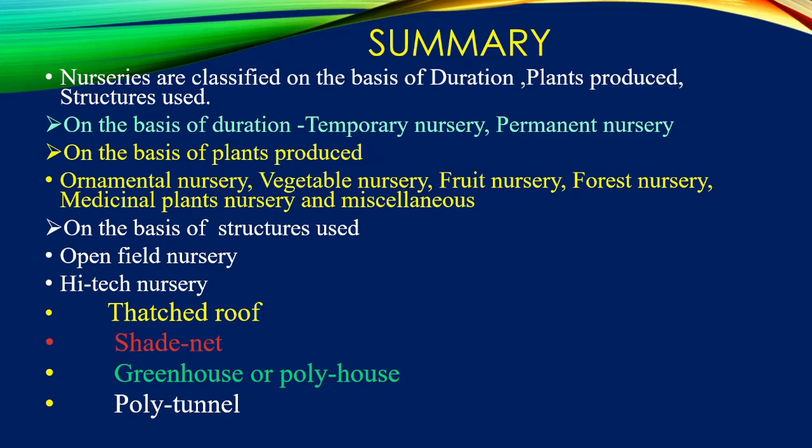These protective structures provide modified environmental conditions for the plants so that they can grow well. They can be provided better environmental conditions. These protective structures help in the growing of off-season plants also, and they help to provide the required environmental conditions for the plants so that they can grow well. So these are some of the important aspects of the different types of nurseries.